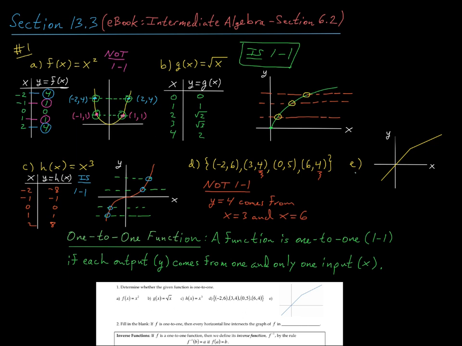All right, and then lastly, E, okay, is this graph representing a one-to-one function? Well, again, if I look at any horizontal line, is it possible for a given horizontal line to intersect our graph in more than one place? And the answer there is no. Each one of these horizontal lines will intersect in just one place, so this is one-to-one. Okay, that's a good place to stop.